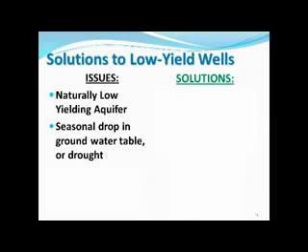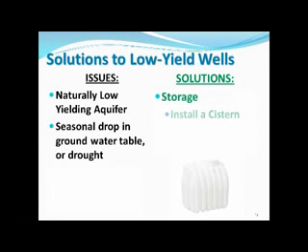How do you resolve low-yield well problems? Let's go through the different problems we discussed in the last section and see what we can do about them. If our well is built in a low-yield aquifer, low gallons per minute, or we just have low water levels in the well at certain times of year, you probably need more storage, such as a cistern, so you can fill the tank slowly all day long.